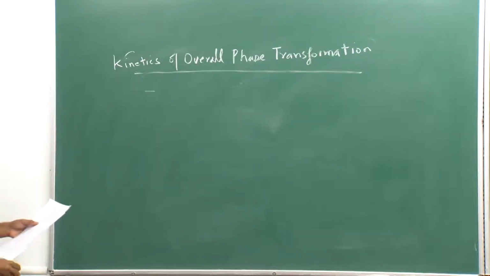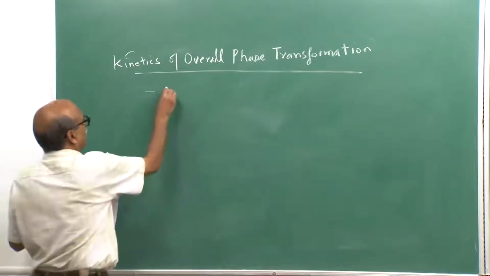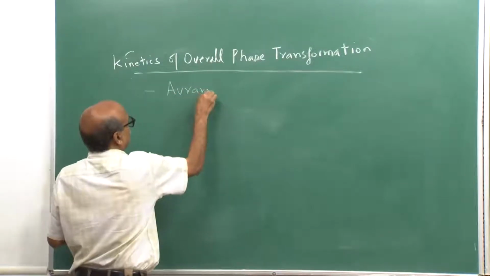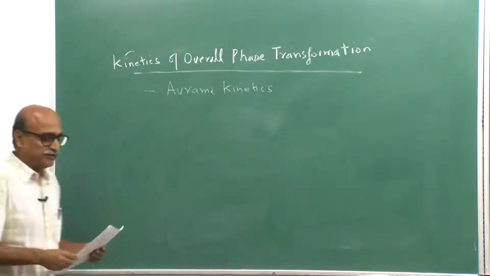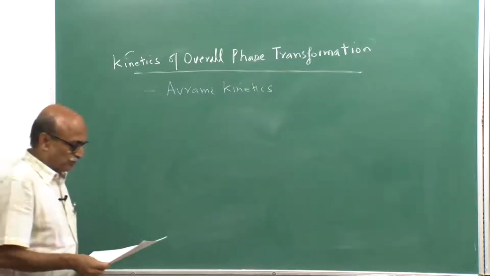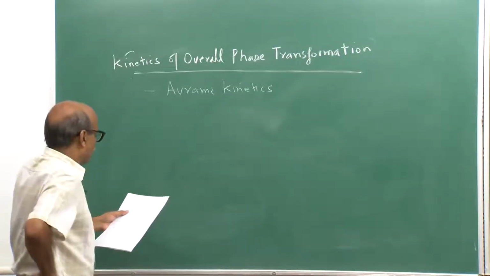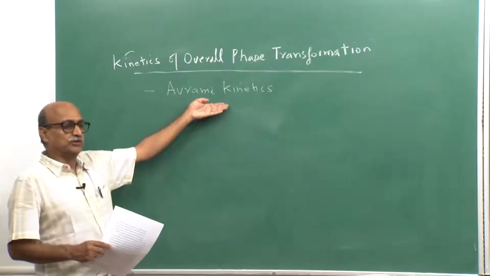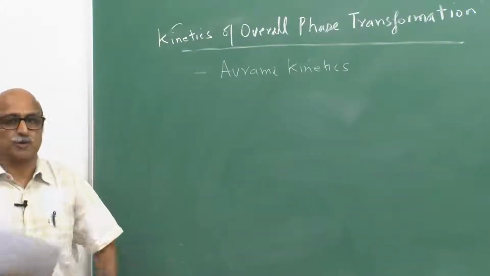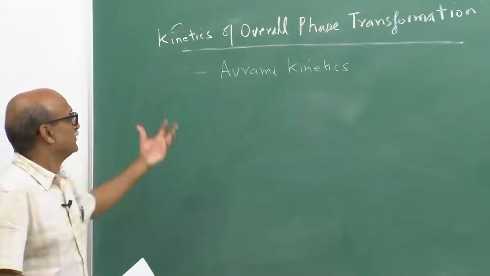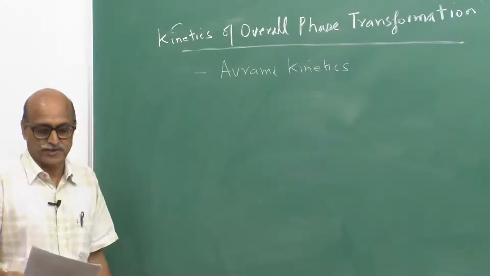we come to the well known kinetic theory called the Avrami kinetics. This also has been dealt with in great detail in part 1 of the course. So, Avrami kinetics takes both the growth rate and the nucleation rate, combines them together to come up with a very neat relationship between the fraction transformed as a function of time.